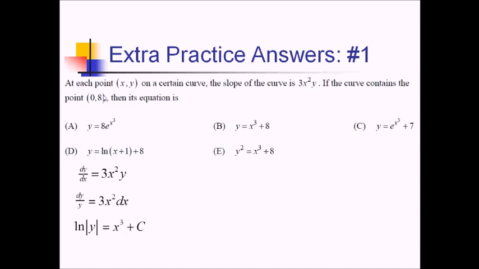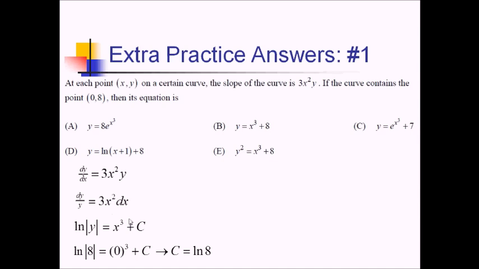Now to use my initial condition of (0, 8). So on the left side, I have ln of 8. And on the right side, this is 0 cubed plus c, which is just c. So then essentially, c equals ln of 8. And we don't really need that absolute value anymore. All right, time to plug that back in to the general formula to get the particular solution.